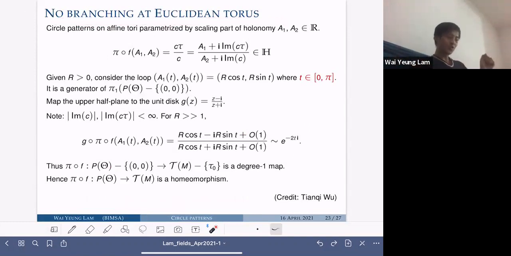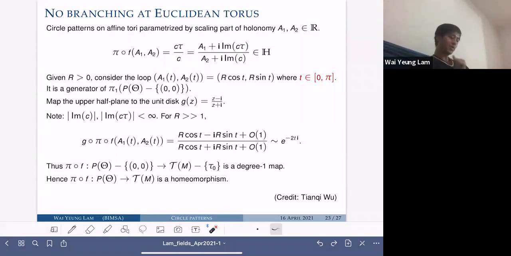The way you prove it is by topology. What I want to say is, if you have these circle patterns on affine tori, we know that all these circle patterns and also this affine structure are parameterized by the scaling part of the holonomy A1, A2. Whenever you have this pi circle F, A1, A2, then you get tau in the Teichmueller space. You can also write this as C tau divided by tau. The real part of the holonomy is A1, the imaginary part is this. And for gamma one, this is A2, and then you have this.